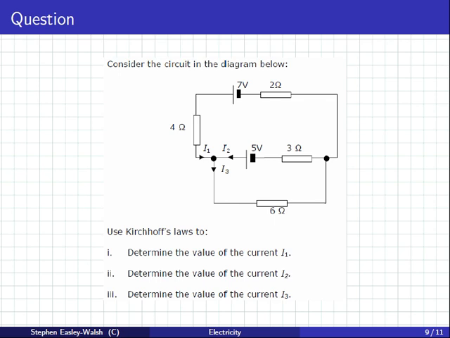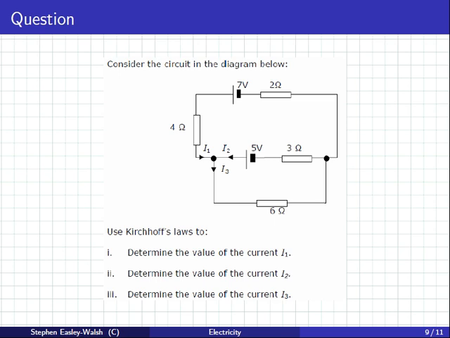Who will I pick on? I think I'll pick on Harry. So, Harry, give me any equation. I1 plus I2 minus I3 equals 0. Perfect. Okay, did you all write that down? I1 plus I2 minus I3 equals 0. You got that?